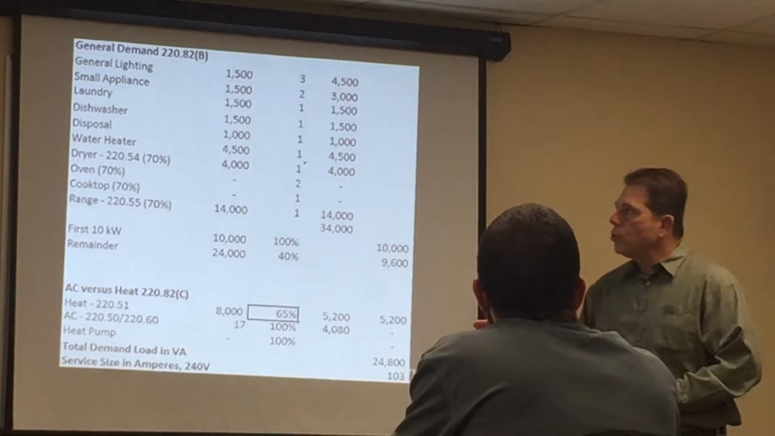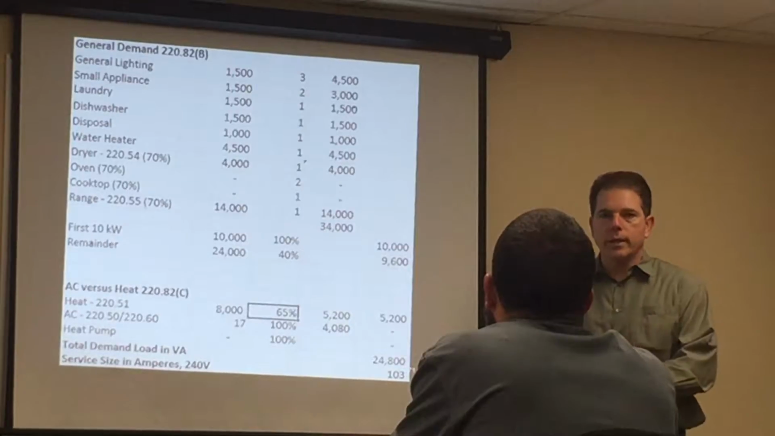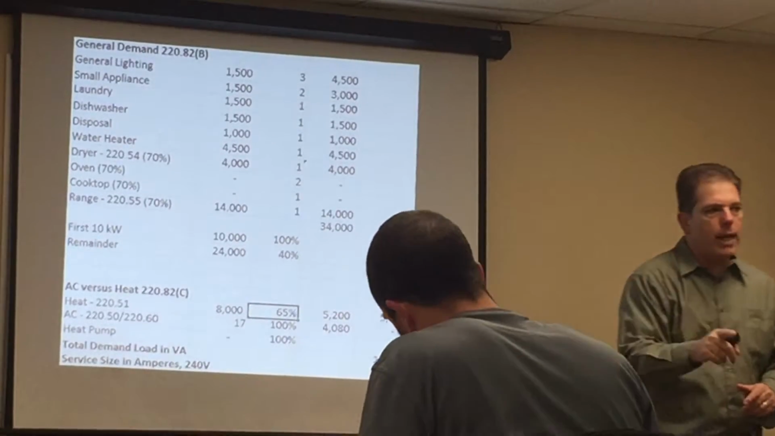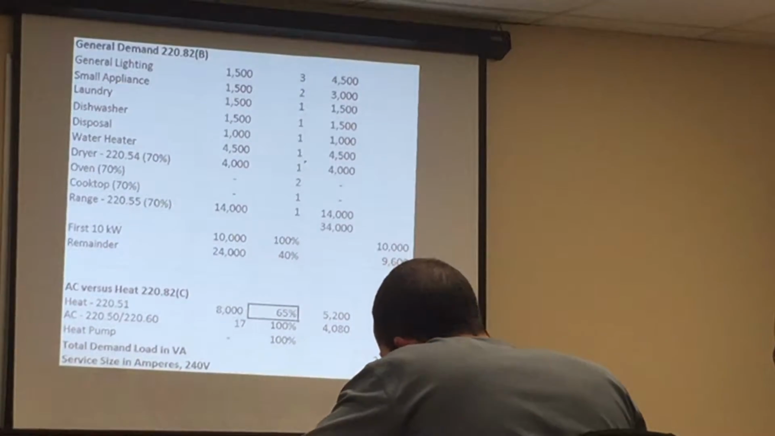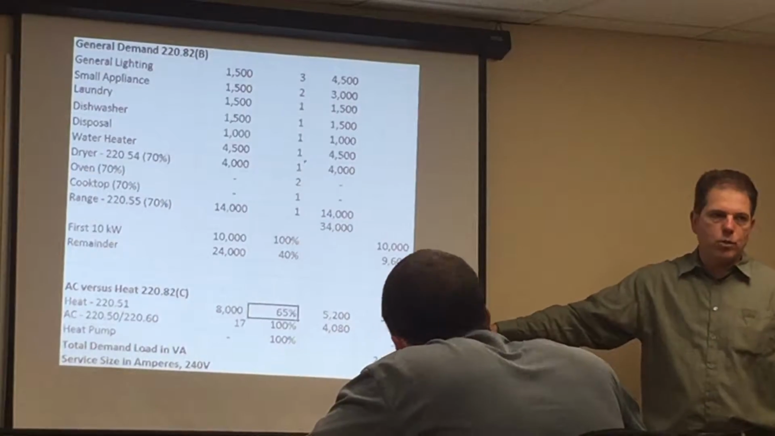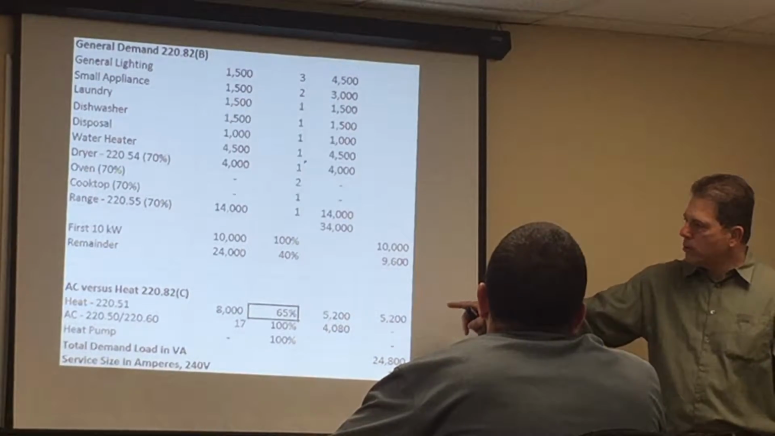So remember, in 220.82(B), no heat, no air conditioning, okay? We're going to add up everything by their nameplate and by the square footage requirements in B1. Okay, we're going to do that, and we're going to put our demands, then we'll go to B2. Okay, 220.82(C).